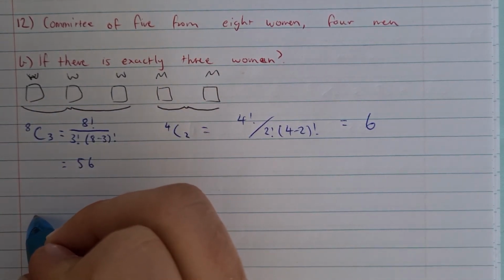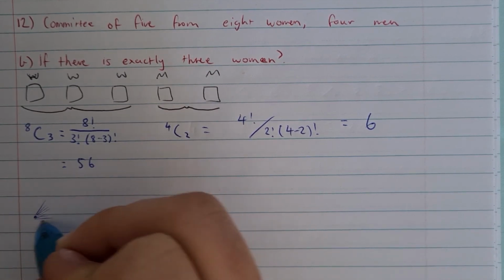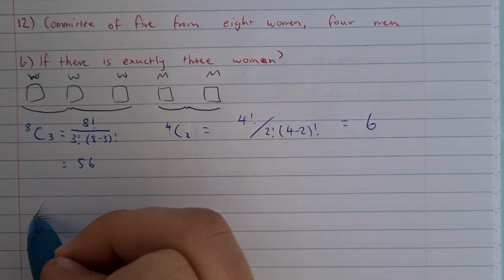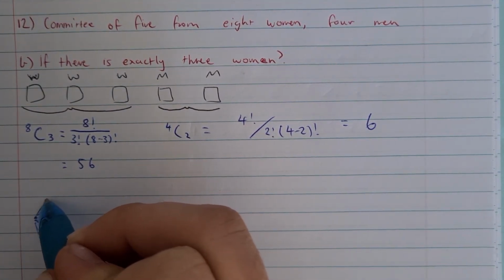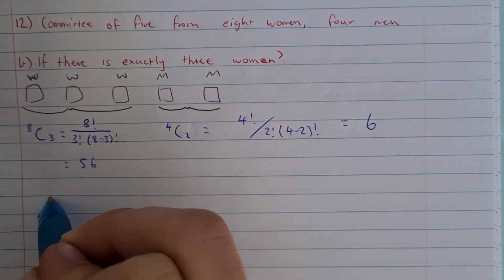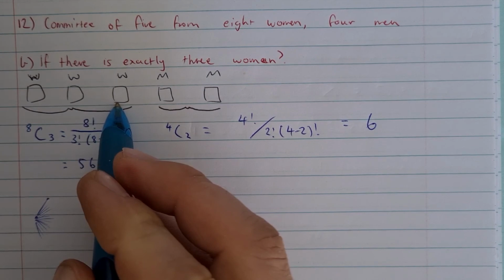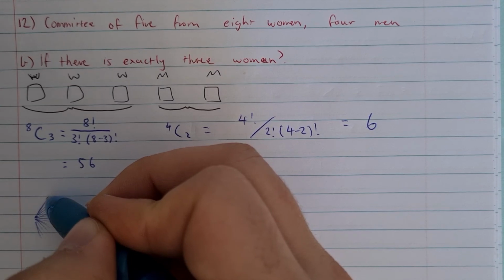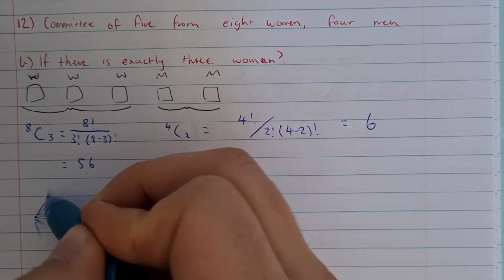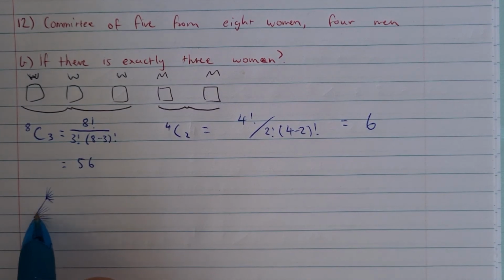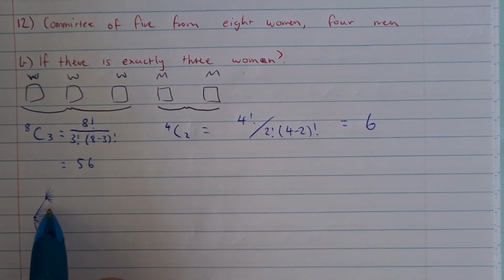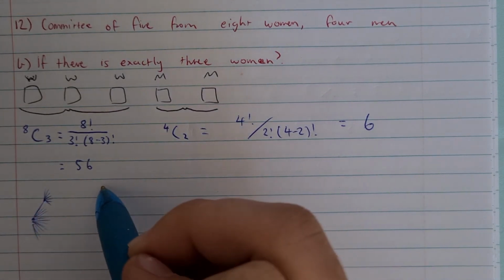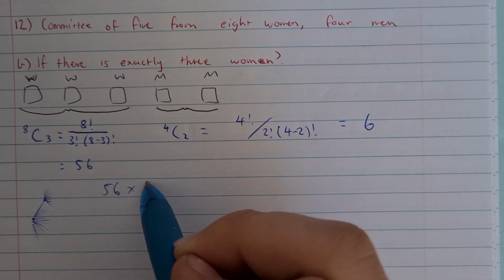I'm not going to draw 56 branches, but imagine you've got 56 different options in this tree diagram. Then let's say you choose this first one. This first one gets chosen, and then on the end of this branch, after you've chosen your 3 women, there are 6 different ways to choose 2 men out of 4. So connected to each branch, there's going to be 6 more branches. You've got 56 individual branches for your women, and on the end of those 56 branches, there's going to be 6 branches. So we have 56 groups of 6.